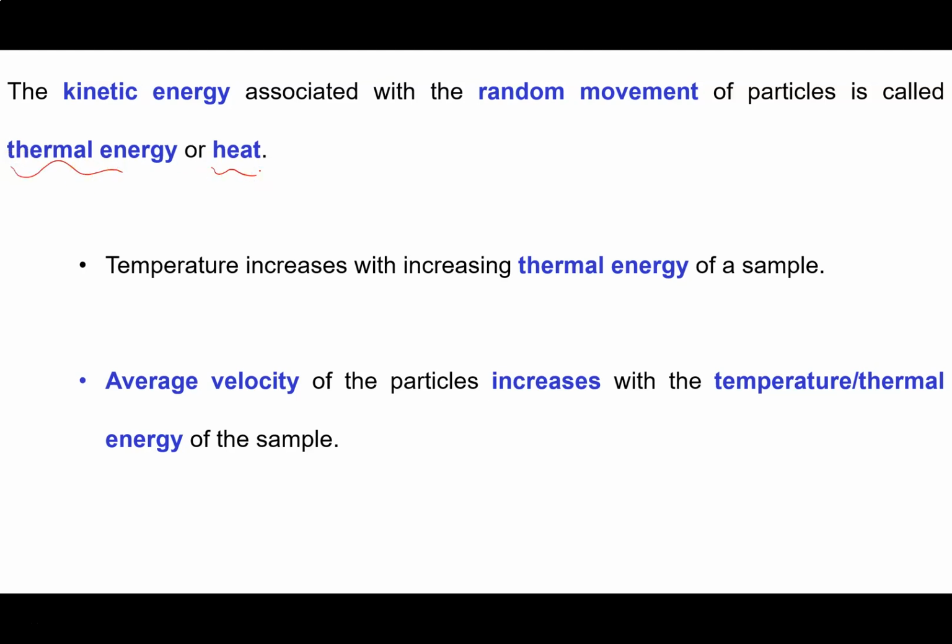There's a special kind of kinetic energy that's of interest to chemists, and this is called thermal energy or heat. What thermal energy or heat is, is the kinetic energy associated with the random movement of particles. By particles, we mean molecules or atoms that make up a sample of matter. Some important qualities of thermal energy or heat are that as the temperature of your object increases, the thermal energy of your sample increases. That is, as the temperature of something goes up, its particles start moving around more. So what we know is that the average velocity of the particles that make up a sample of matter will increase with the temperature of our sample.